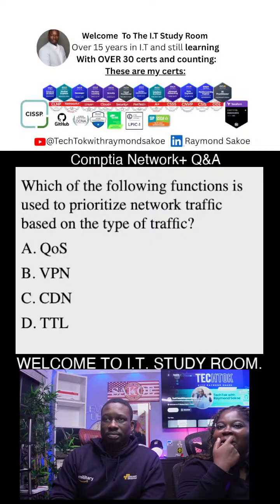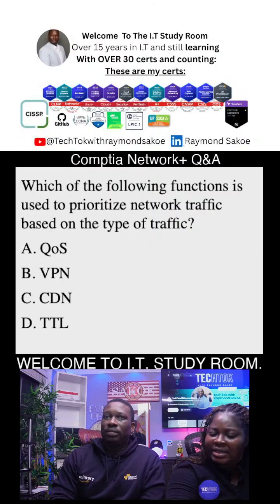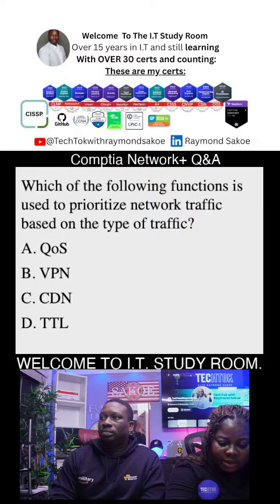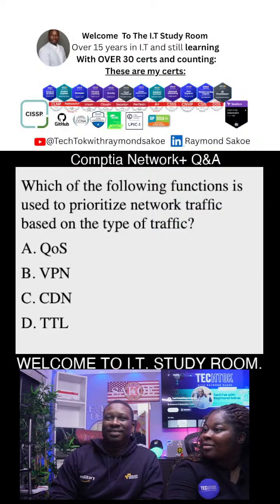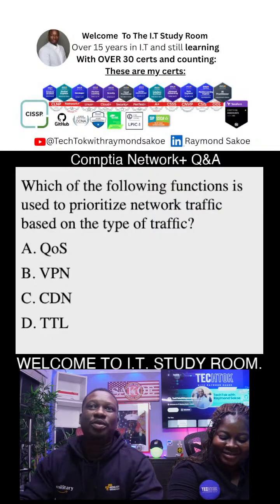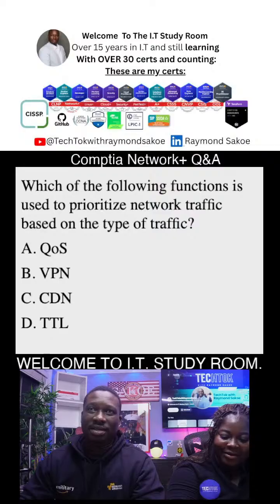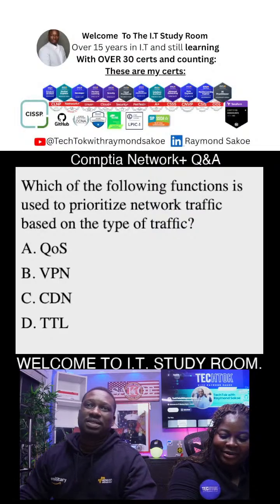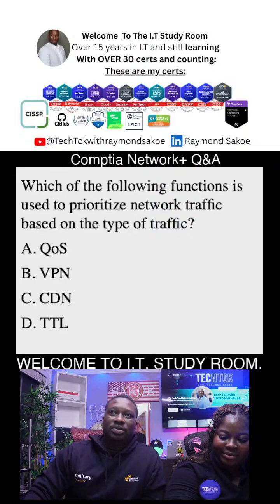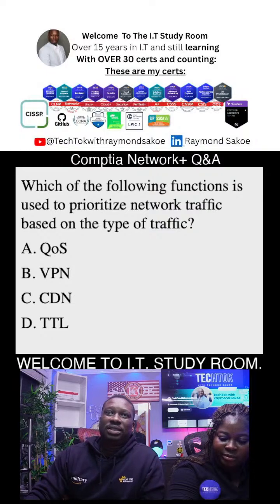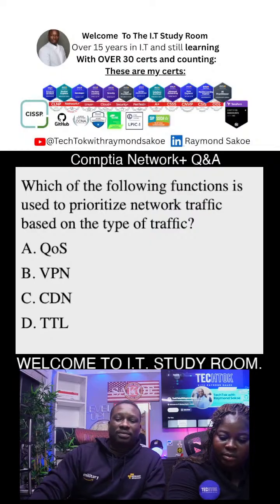People said, majority said A. I didn't see anything besides A. But majority did say A, so I'm going to go with A. So yeah, the answer would be A. Quality of service, QoS. Which of the following functions is used to prioritize traffic based on the type of traffic?